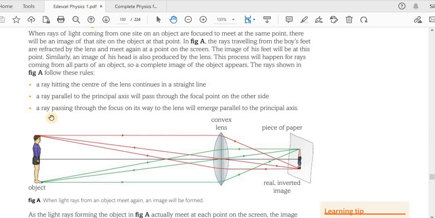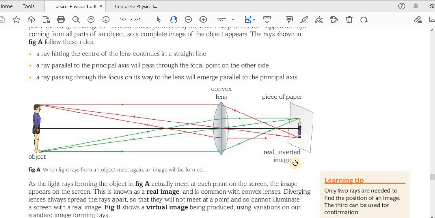Then the third one, a ray passing through the focus on its way to the lens will emerge parallel to the principal axis. So it's the other way around. Here it's parallel to the principal axis, then passing through the focal point. Here it's passing through the focal point and parallel to the principal axis. The image we get is a real inverted image. Real, you know why it's called a real image instead of a virtual image? Because it can be projected onto a screen. Inverted means it's upside down. So it's a real inverted image.